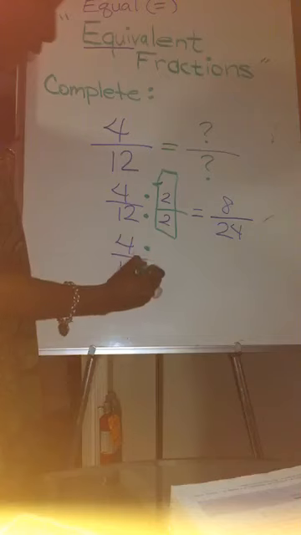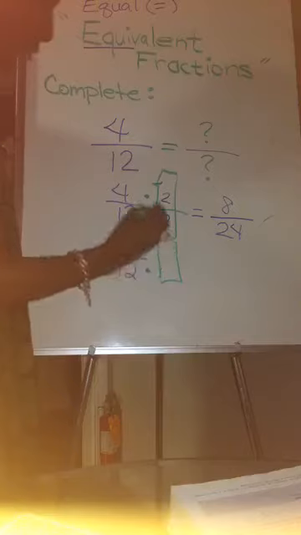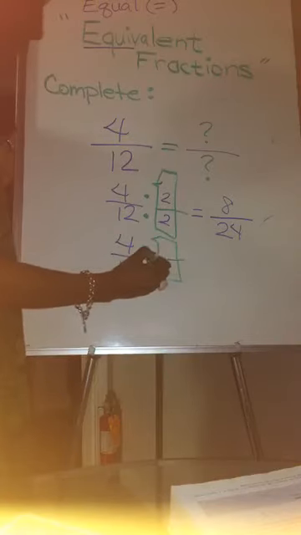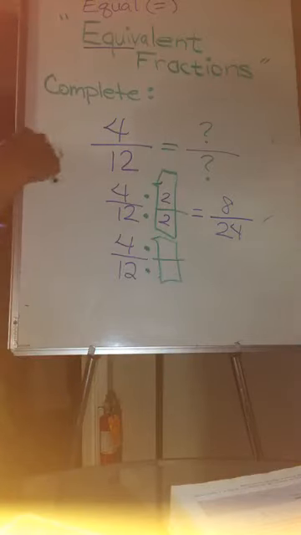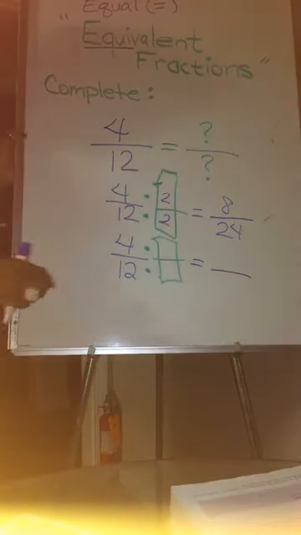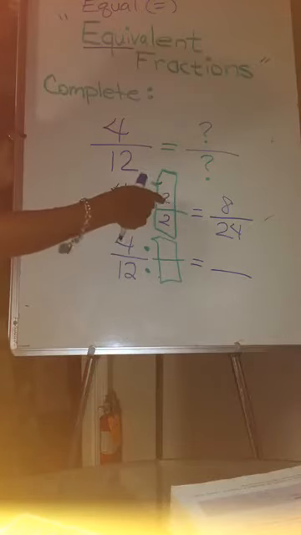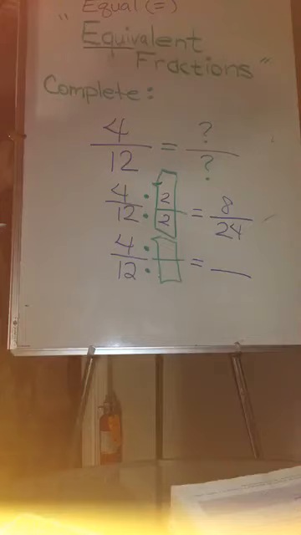Okay, let's use our dots for multiplication. And we know we have our 1. Whatever we do here, we must do there. So we can use 2, because if you multiply this by 2 and this by 2, you're going to get an equivalent fraction.